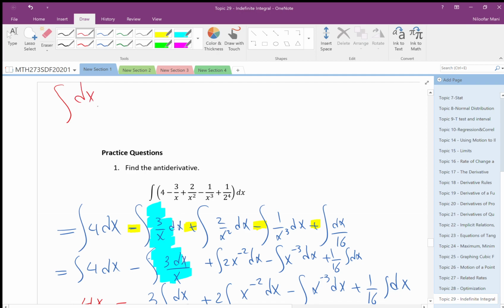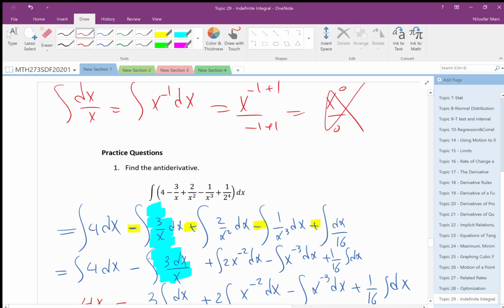Look at this: the integral of dx over x. If I say the integral of x power minus 1 dx, and I use x power minus 1 plus 1 divided by minus 1 plus 1, it is x power 0 divided by 0. That doesn't work, no division by 0. So for that, I say the answer is ln x plus c. Done. Because I know the derivative of ln x is 1 over x.